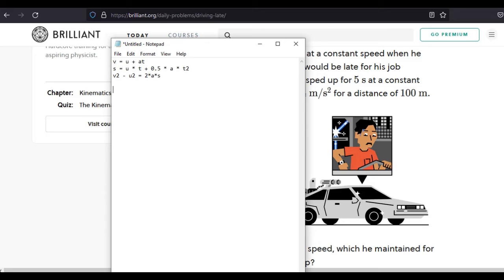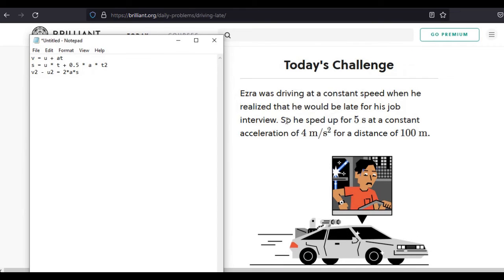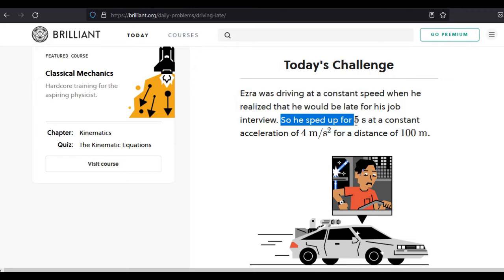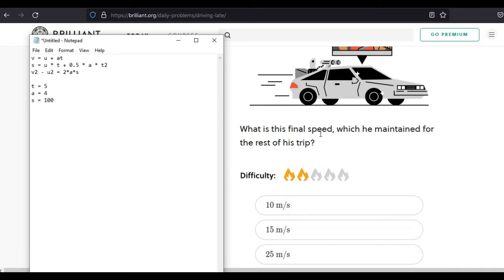So what parameters do we already have? He sped up for 5 seconds at a constant acceleration of 4 meters per second square. He sped up for how long? 5 seconds. So t is 5, with a constant acceleration of 4 meters per second square. So a would be 4, and if he covered a distance of 100 meters, s is equal to 100. And the question they are asking is, what is the final speed which he maintained for the rest of his trip? So what is v is the question.